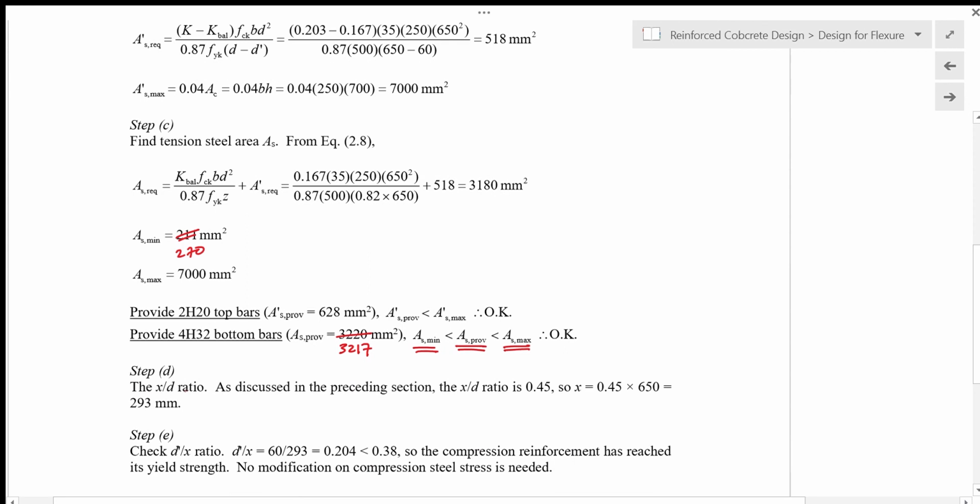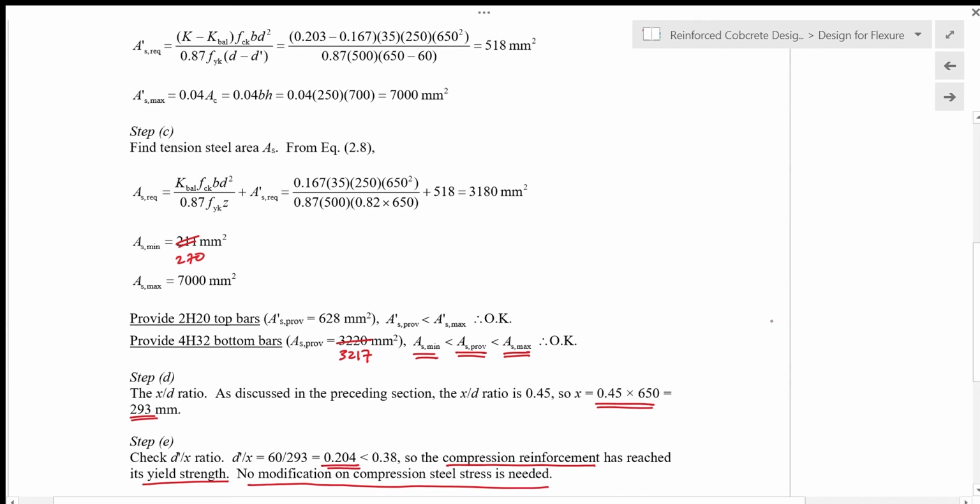And then the X over D ratio, as discussed in the preceding section, is 0.45 if we design using the design equations, because the design equations are derived based on X equals 0.45 D, so it equals 293 mm. Okay, and now we want to check the D prime over X ratio. So D prime over X is 0.204, which is less than 0.38. So the compression reinforcement has reached its yield strength. So no modification on compression steel stress is needed.